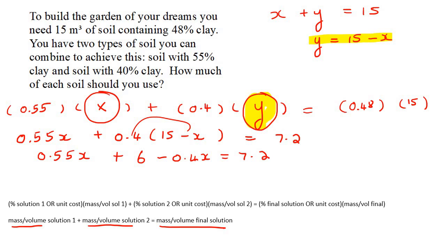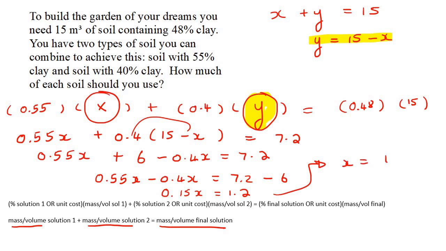Now we just move all the x's to the one side, all the numbers to the other side. And so what we end up with is 0.55x minus 0.4x equals 7.2 minus 6. And so now on the left we end up with 0.15x, and on the right, that's going to be 1.2. And so if you then had to get x by itself, you would get 1.2 divided by 0.15. And so x is 8.